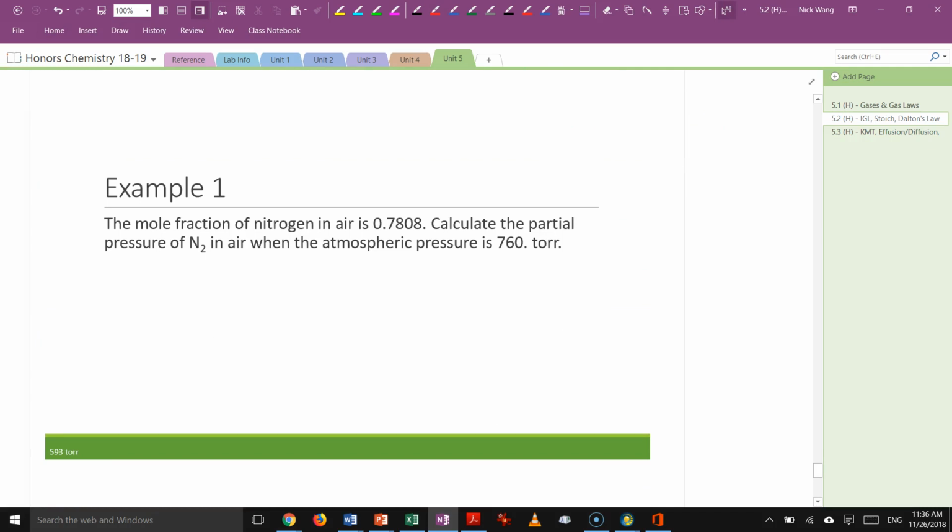All right, the mole fraction of nitrogen in air is 0.7808. Calculate the partial pressure of N2 in air when the atmospheric pressure is 760 torr. All right, so let's try this out. The mole fraction of nitrogen, so X of nitrogen gas, is equal to 0.7808. And they also want to know the partial pressure of N2. So the partial pressure of N2 is equal to the total pressure times the mole fraction of N2.